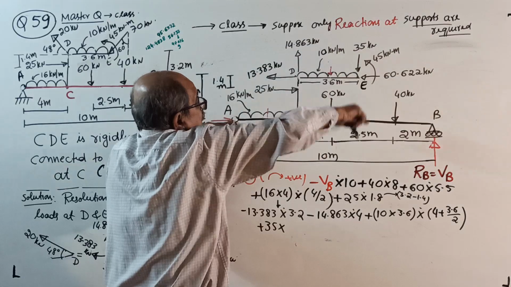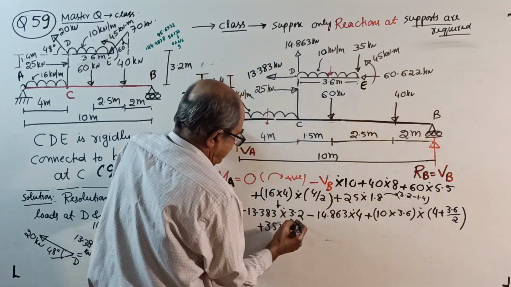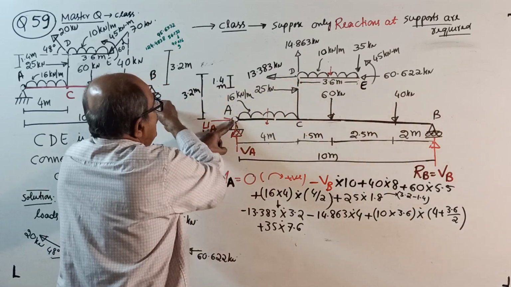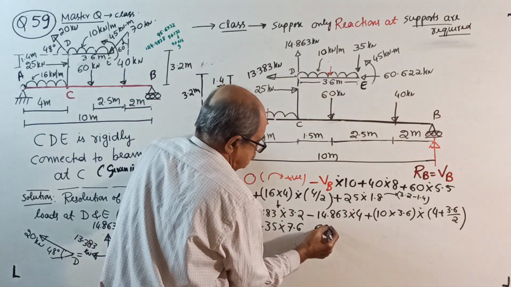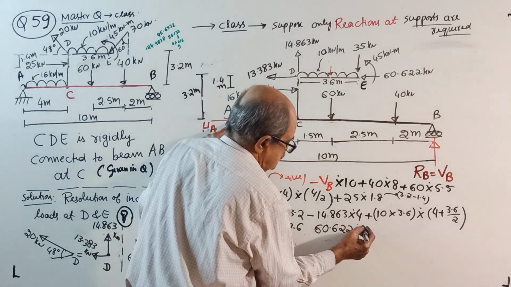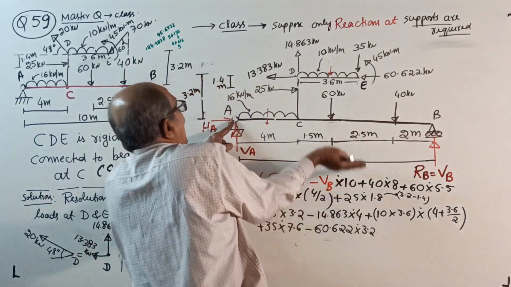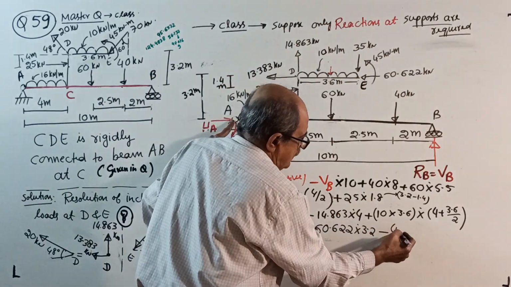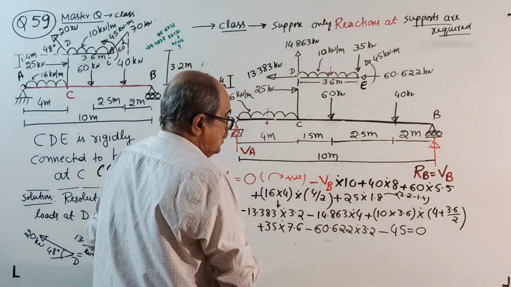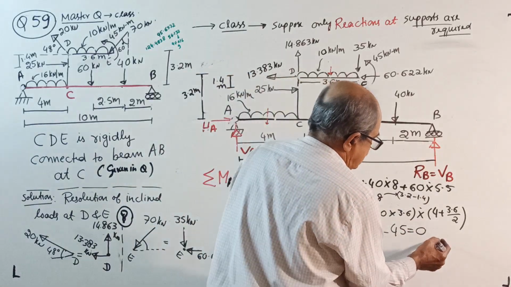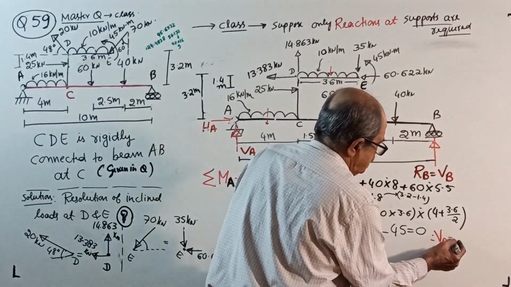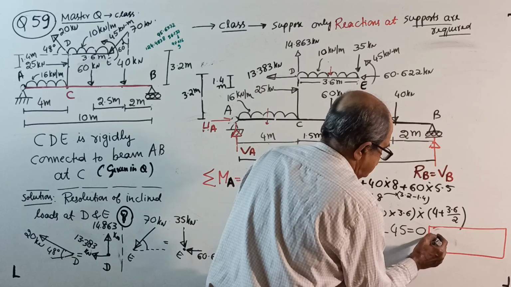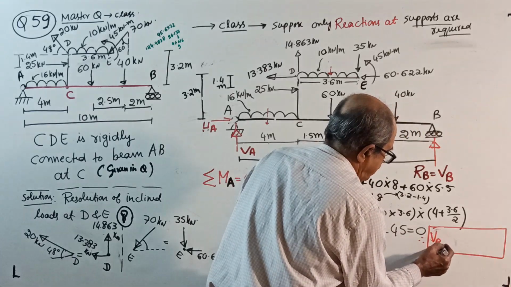Then 35 into, again clockwise, 35 into 4 plus 3.6, 7.6. Then 60.622 into 3.2, that is anti-clockwise. Everything over. Lastly, anti-clockwise 45, so minus 45 equal to 0. You will get the value of VB. Therefore, your VB will come in kilonewton.